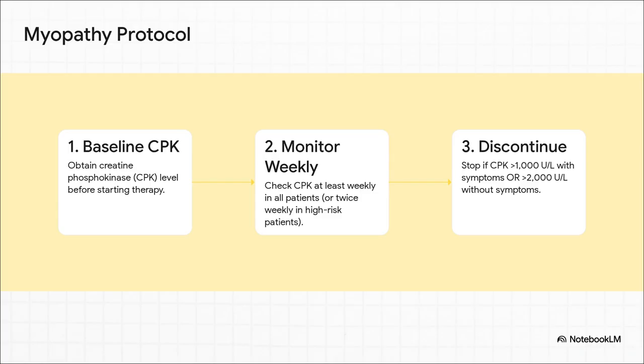This shows up as muscle pain and a rise in creatine phosphokinase, or CPK. The protocol is pretty straightforward. Get a baseline CPK before you start, and then monitor it at least once a week for everybody. And the rules for stopping are strict. You pull the plug if the CPK goes over 1,000 and the patient has symptoms, or if it goes over 2,000 even if they feel totally fine.